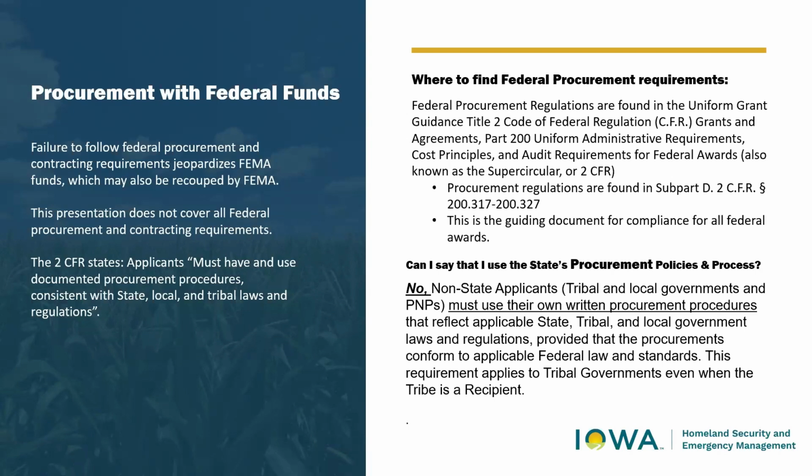One big question that we get is if applicants can just use the state's procurement policies and processes, and the answer to that is no. Non-state applicants must have their own written procurement procedures that reflect applicable state, tribal, local government laws and regulations, provided that the procurement conform to the applicable federal law and standards. And we'll go through this a little bit more when you do your pre-award risk assessment with us as well.